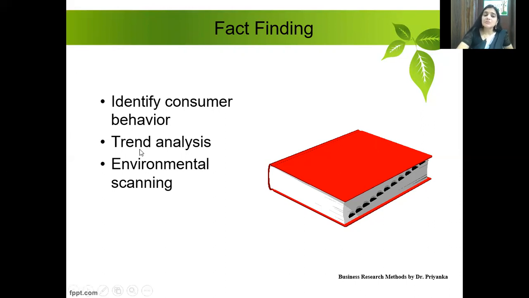Then trend analysis. Sometimes to check trends we also go for secondary data. For example, if the sales of a company are available for 10 years, you will just check the trend with the help of a graph. So that is how secondary data is used in trend analysis. Then environmental scanning can also be done very easily with the help of secondary data. Sometimes you just want to know various things about a company, and if those are available in a report, then that can help you scan the environment easily.